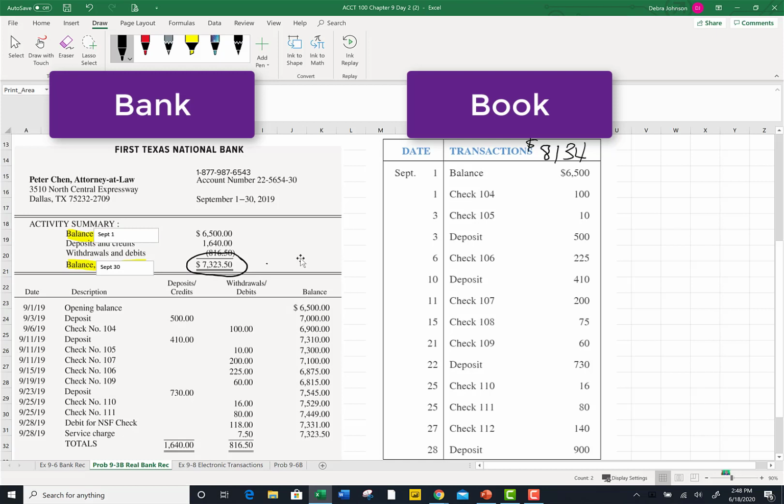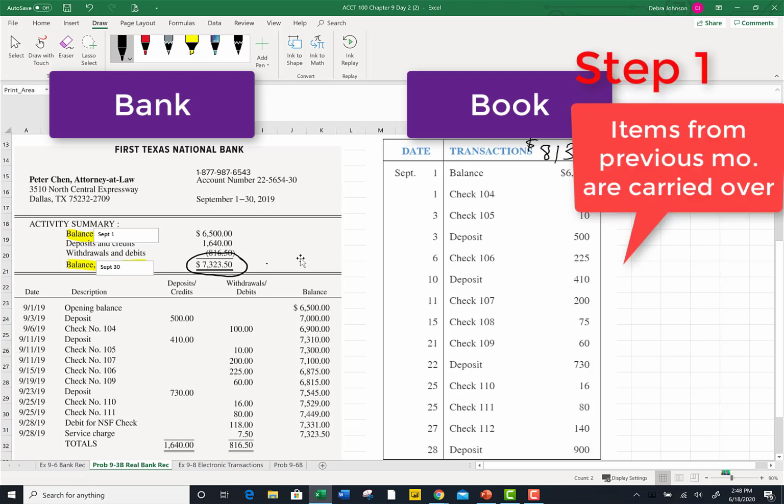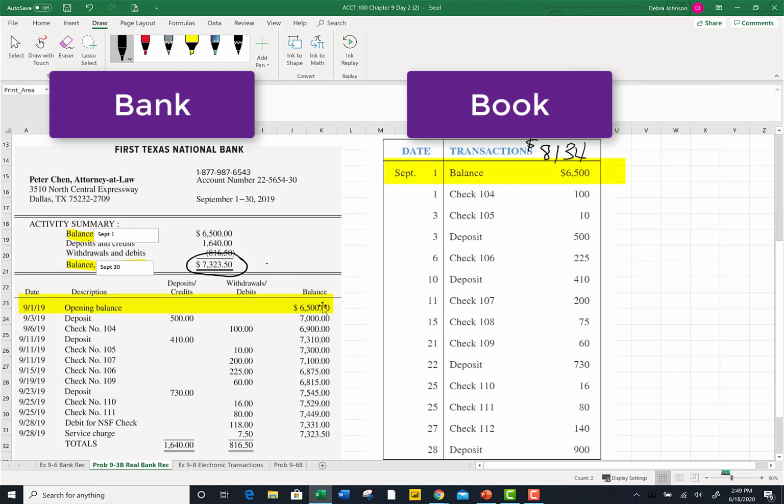Step 1, make sure that any items from the previous month have cleared the bank. In this case, since the starting balance was the same at the beginning of the month, we can be sure that there is no need in this case to apply the first step.